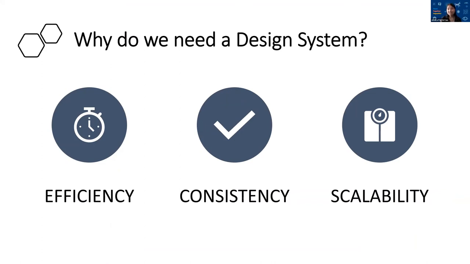Why do we need a design system? A design system lets our designers and engineers reuse components and increase our efficiency. It introduces a shared set of principles and rules to build components and create consistent experiences across our entire platform. It allows us to build faster products at scale.